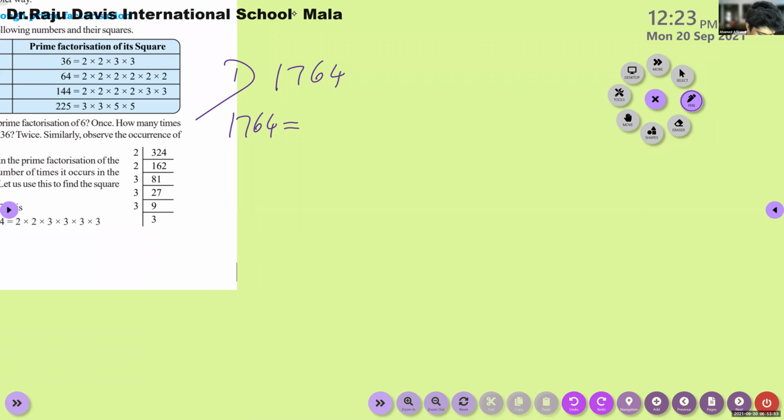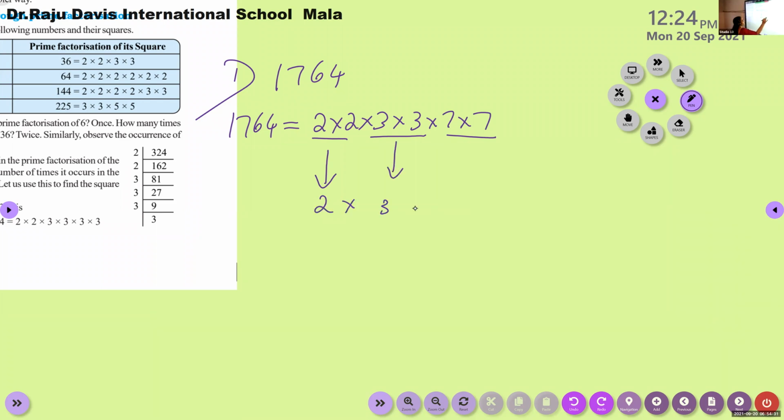Okay, Shreya. Correct, Shreya. How many twos are there in it? Two twos. Then two 3s and two 7s. Okay, so what we will do, we will group them into twos. Then from each group, we will take one factor. So root of 1764 equal to 2 into 3 into 7, 42.